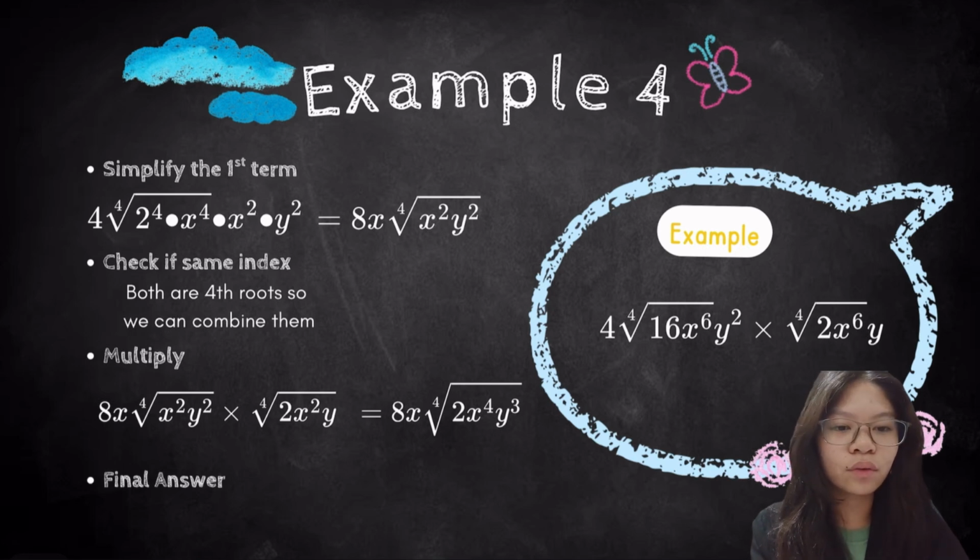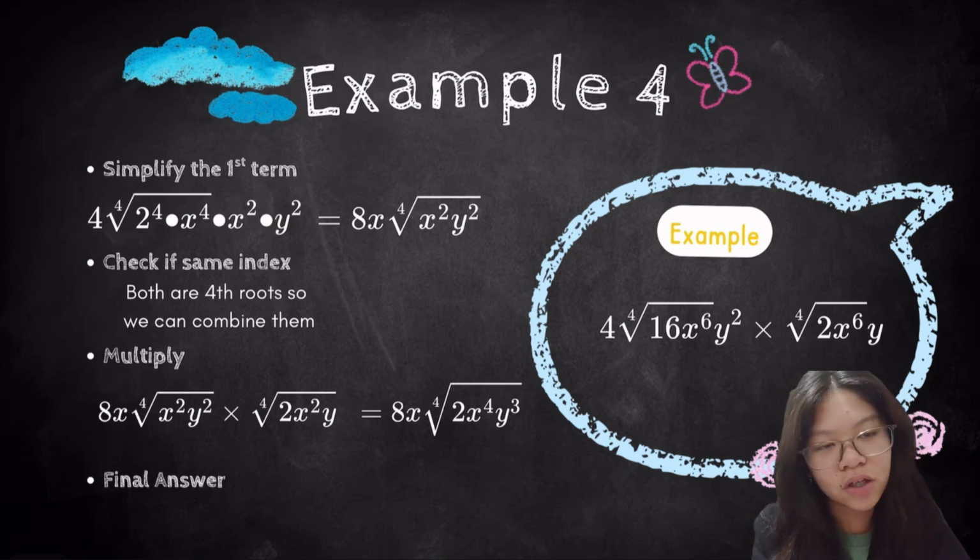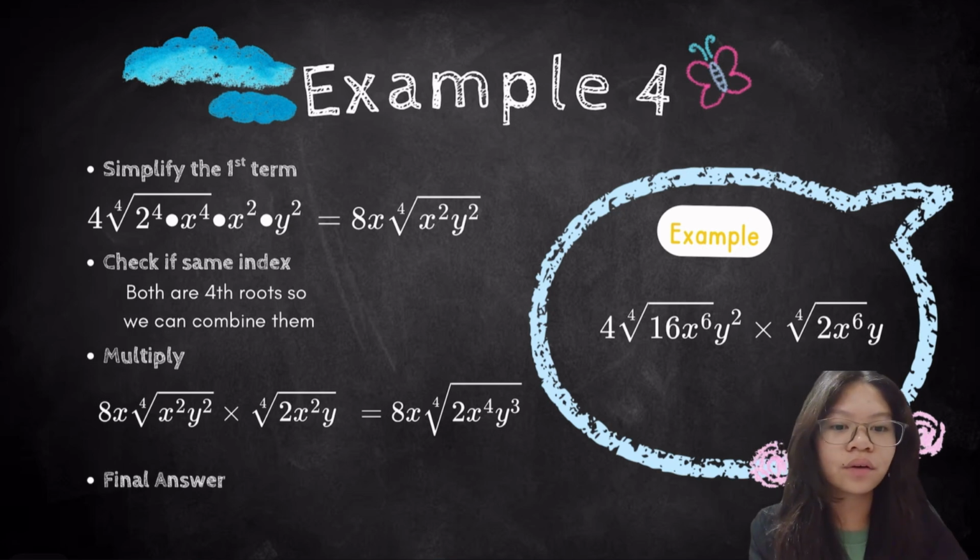So 2x squared y multiplied by x squared y squared will give us a value of 2x raised to 4 y cubed. Now, since we have a fourth root and x raised to 4, they will cancel out each other. So what we have left is 8x squared fourth root of 2y cubed.